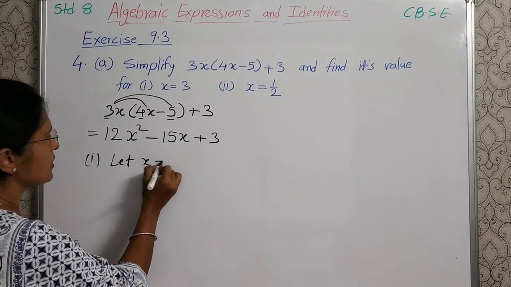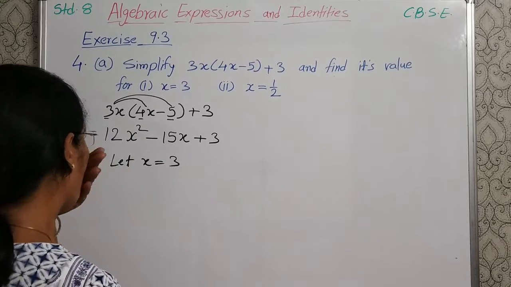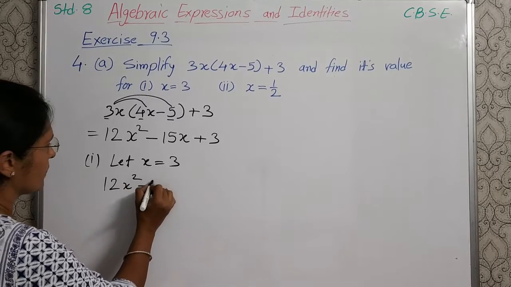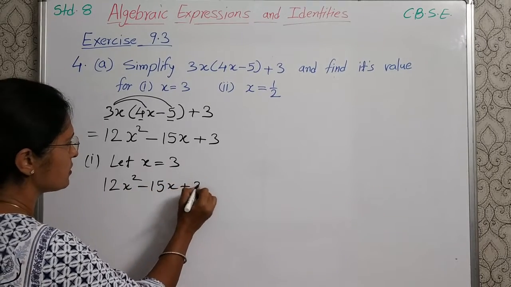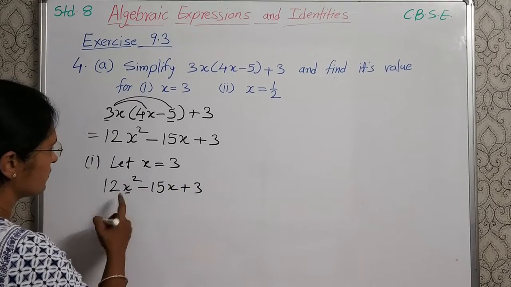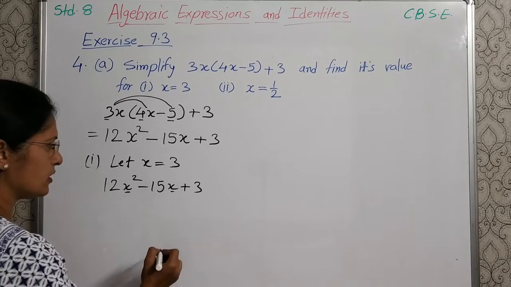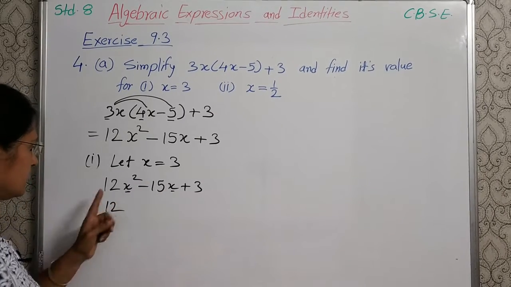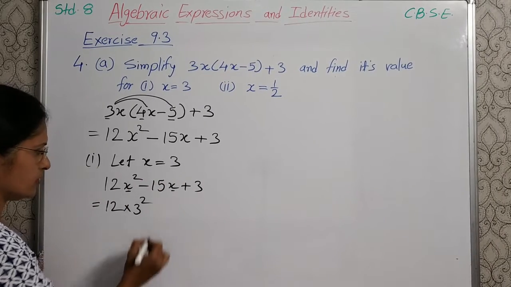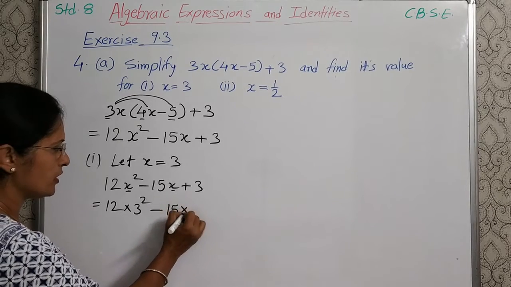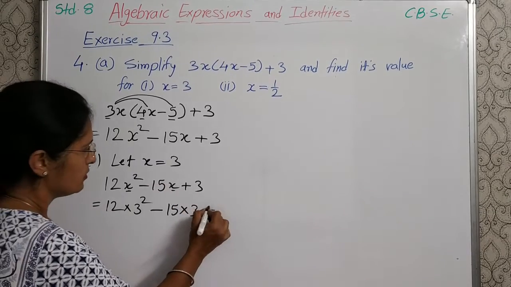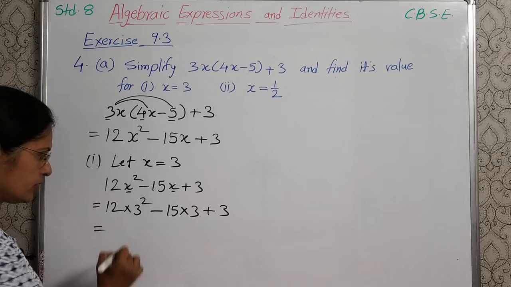So let x is equal to 3. Now write this expression again. 12x square minus 15x plus 3 and substitute this value 3 for x. So here for x will write 3 square, here for x will write 3. Now write 12 into, for x write 3 and square of that. Then again minus 15 into x. So x is 3, write that 3 for this x. Then plus 3. Now solve this.